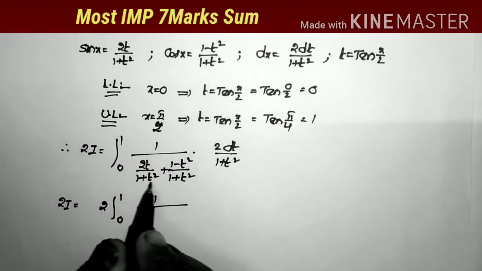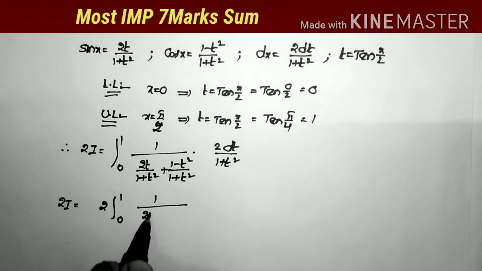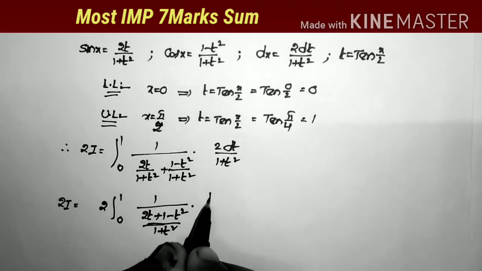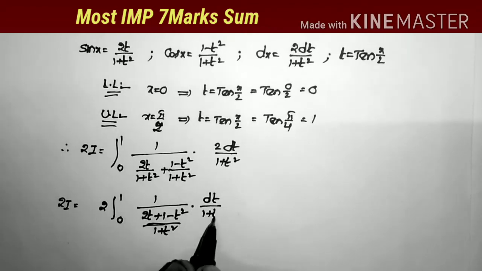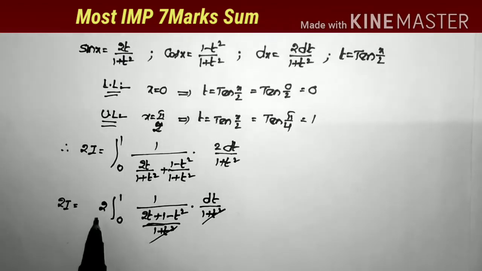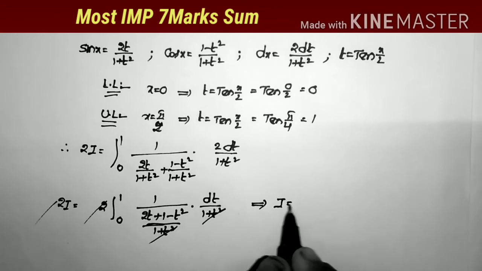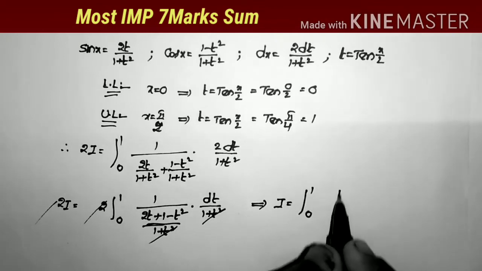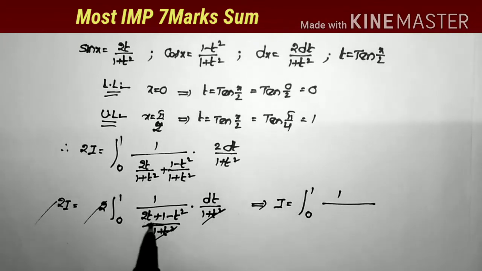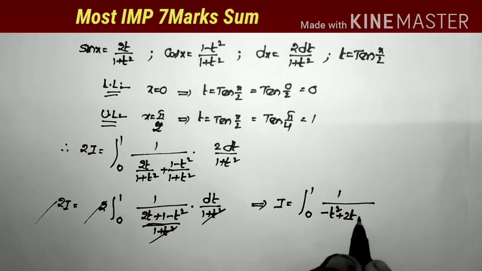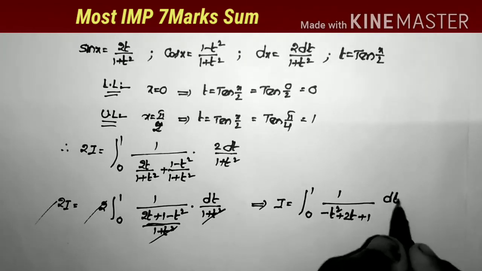Now 1 plus t square, 1 plus t square, same term, so taking the LCM, (2t + 1 - t square) by (1 plus t square) into dt by (1 plus t square). Now here 1 plus t square gets cancelled and also 2 into gets cancelled, which implies I is equal to integral 0 to 1 of (2t + 1 - t square). Now taking the values in the order, that is, (-t square + 2t + 1) into dt.